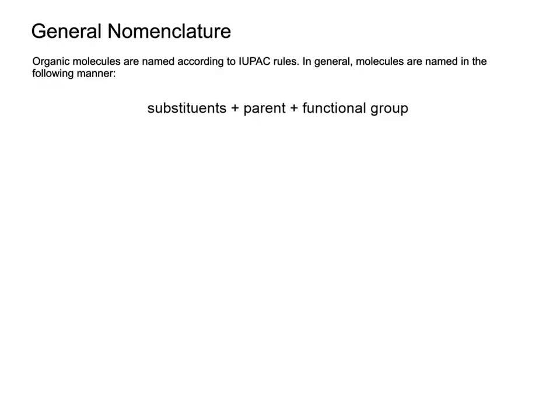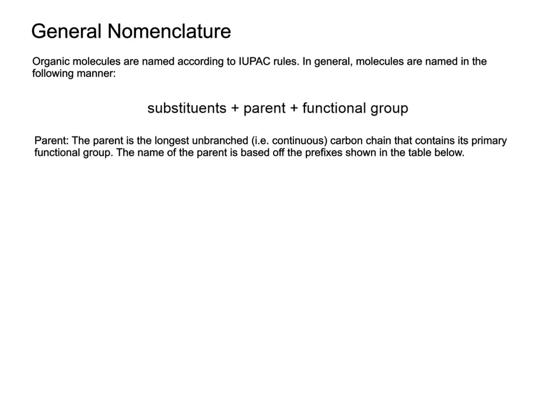In this video we're going to review alkane nomenclature. Organic molecules are named according to IUPAC rules, and in general, molecules are named in the following manner. You have your substituents, plus the parent, plus the functional group. Now the parent is the longest unbranched or continuous carbon chain that contains its primary functional group.